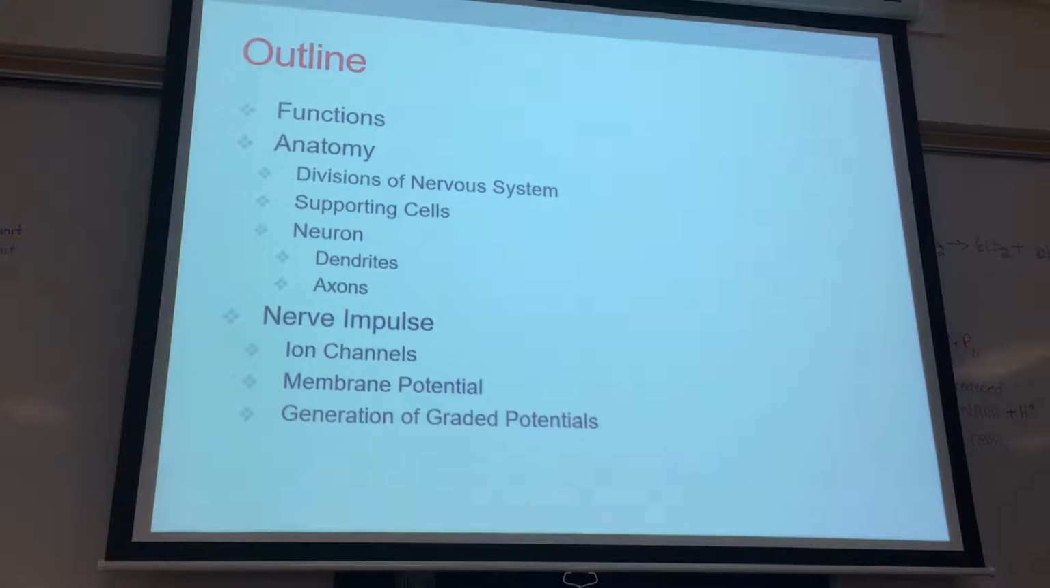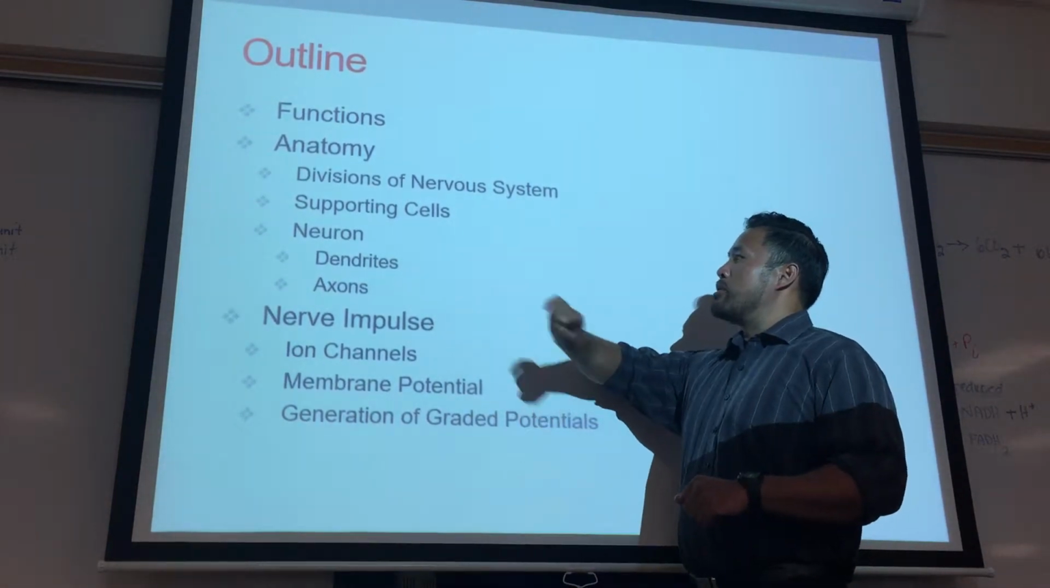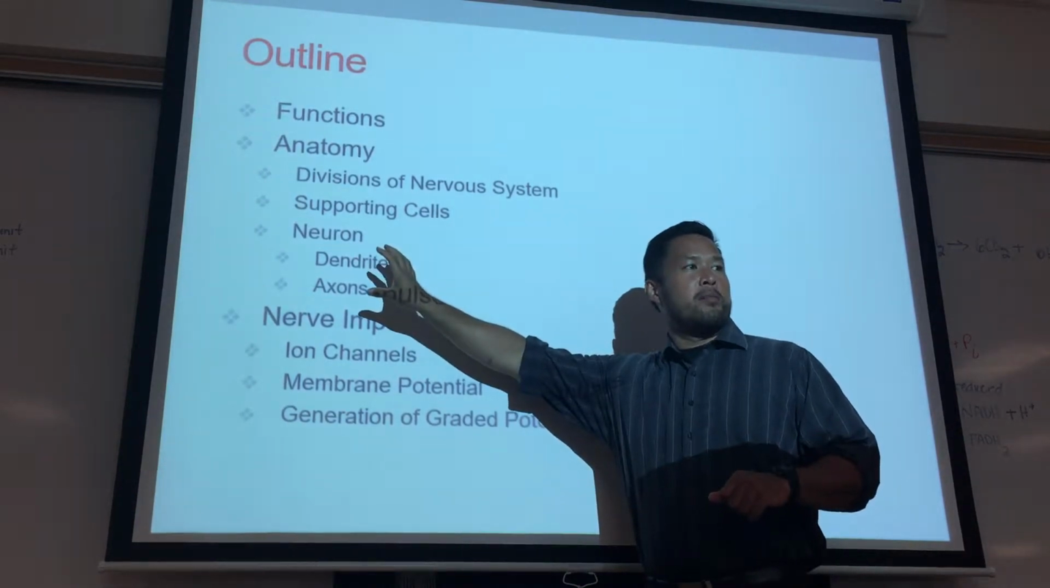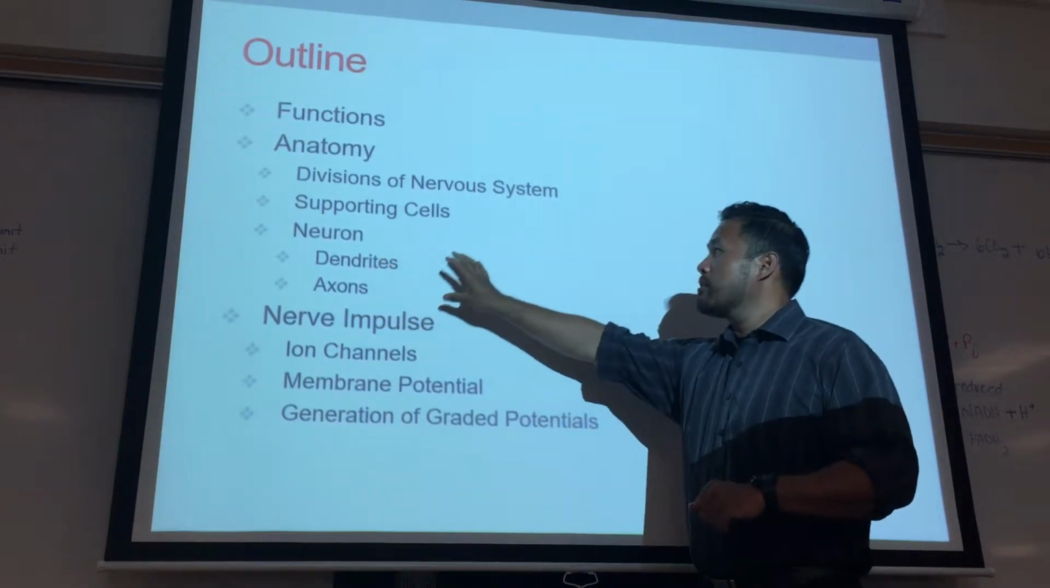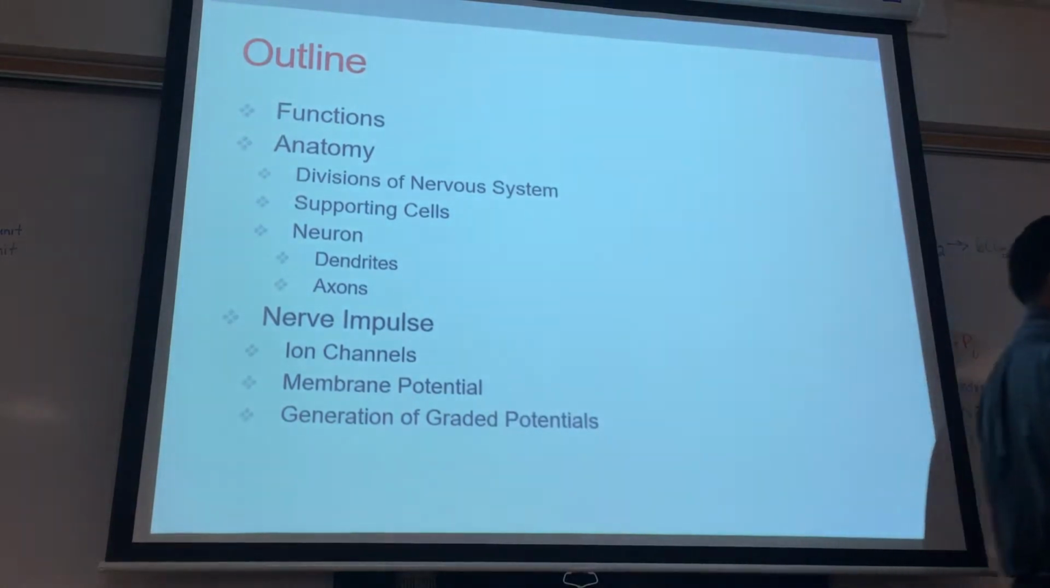Our outline. What are we covering today? We're going to talk about the functions of the nervous system. We're going to take a look at the anatomy, just to give you an anatomical background of the neurons, as well as the supporting cast. So neurons are going to be the main cells that are working in the central nervous system. The supporting cells are going to assist in the other supportive functions that we'll talk about as well.